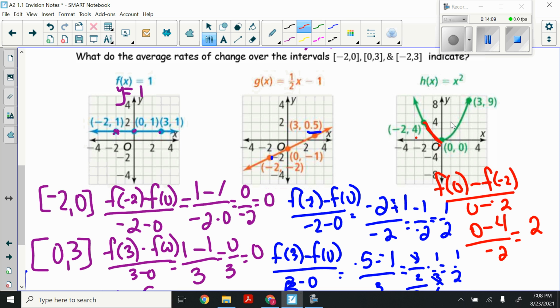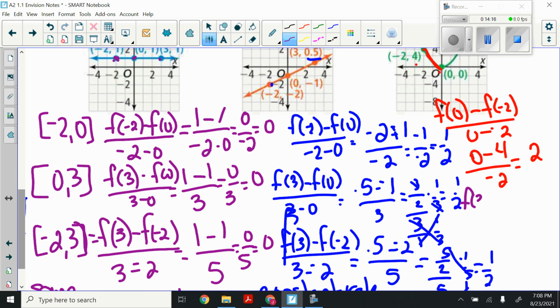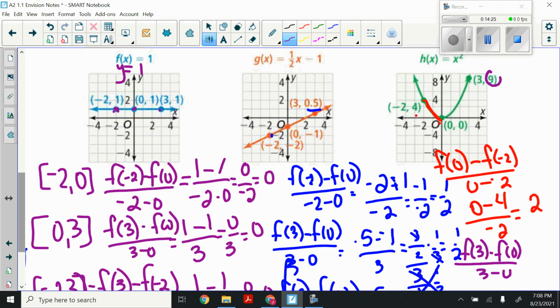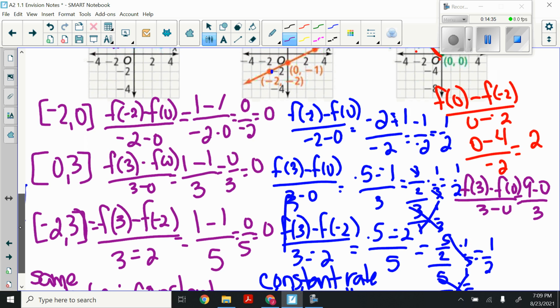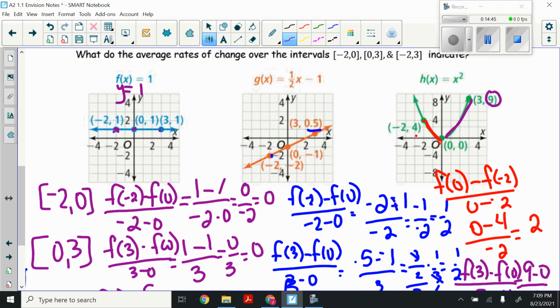Now I'm going to go to the next interval, 0 to 3. So I'm going to do f of 3 minus f of 0 over 3 minus 0. So I'm going to come up here and look at my graph. When x is 3, my y value is 9. So here I have 9 minus, when x is 0, y was 0. Over 3 minus 0 is 3. So I end up with, on top, 9 minus 0 is 9, divided by 3 is 3. So on the interval of 0 to 3 of this parabola, the slope of that part of my parabola is 3.